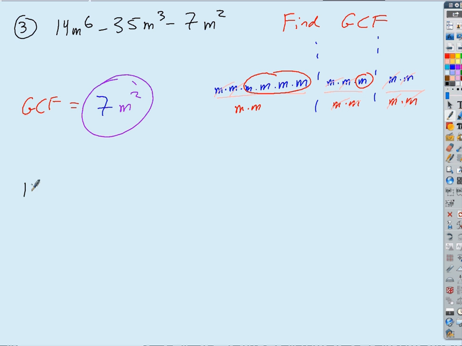So 14m to the 6th minus 35m cubed minus 7m squared is equal to 7m squared times what? Okay, how'd you get that?